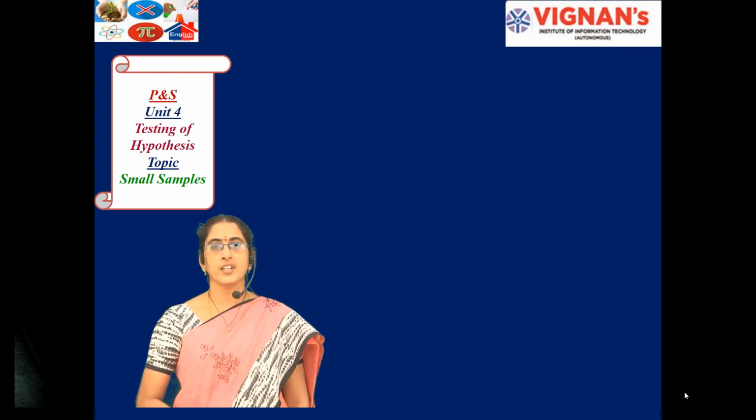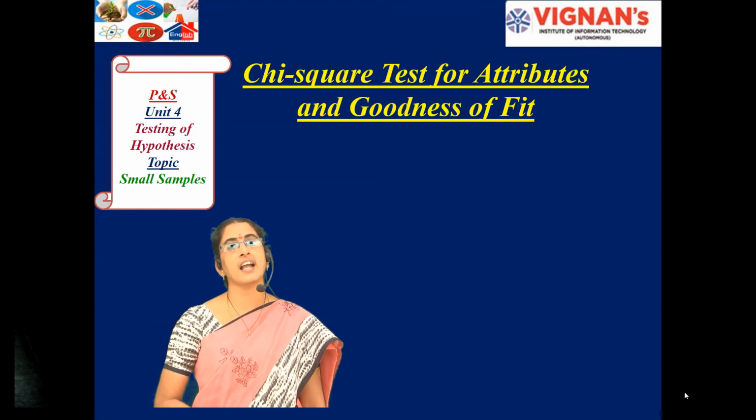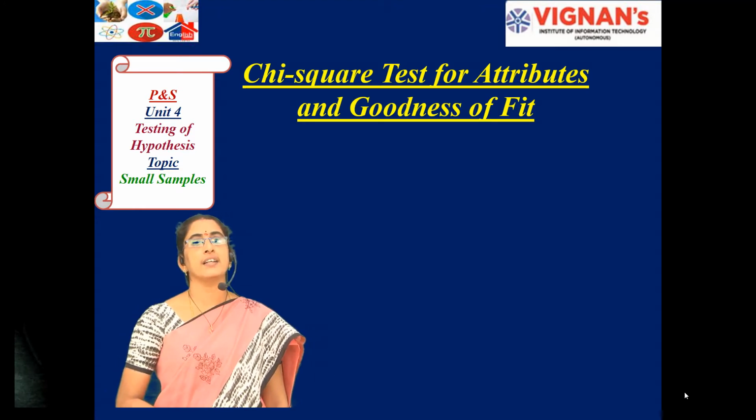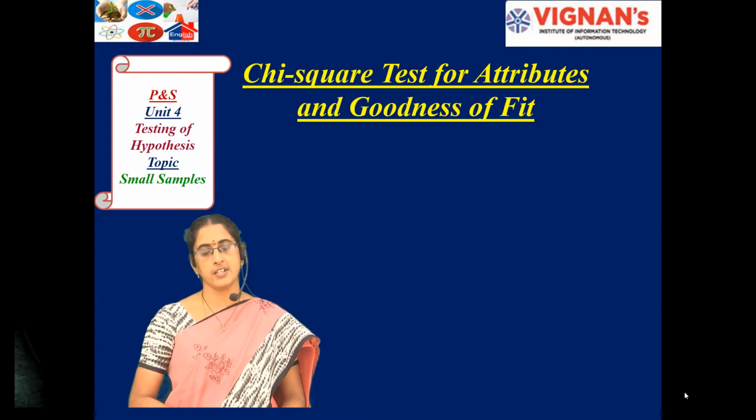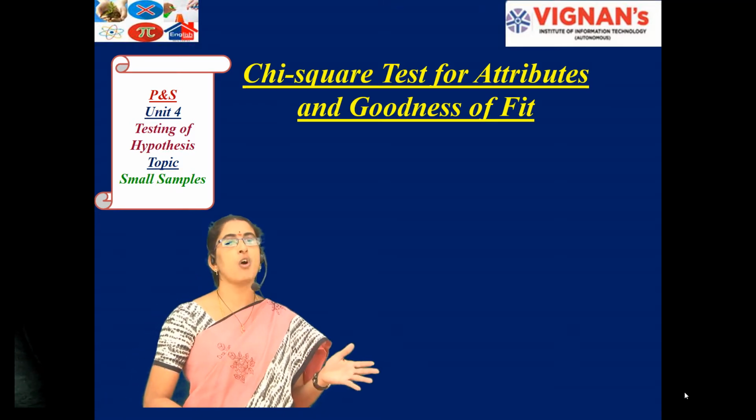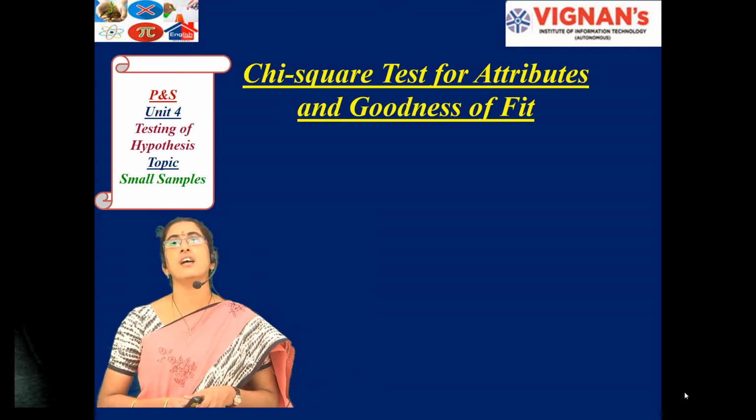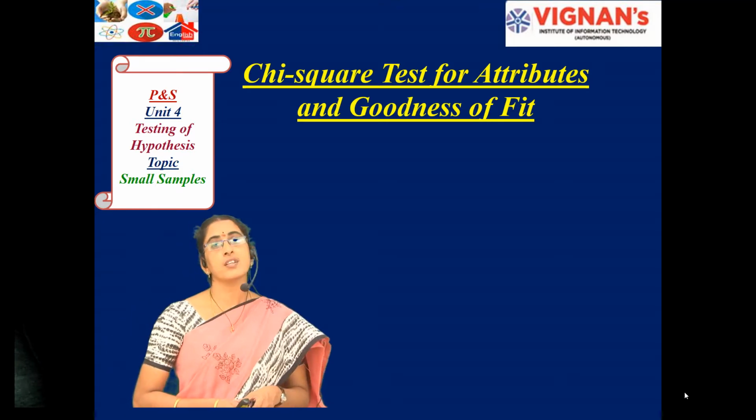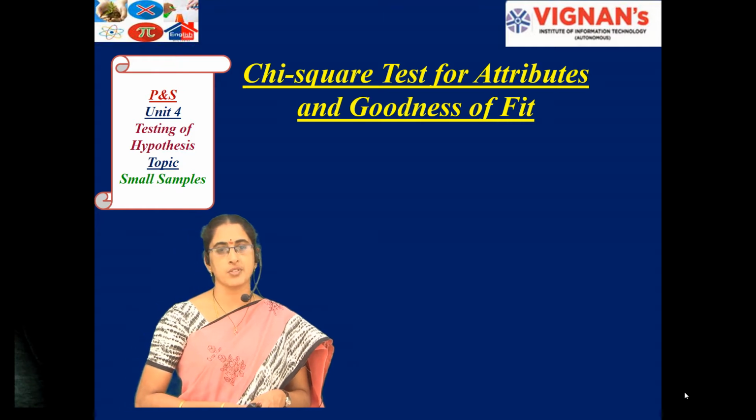Hello students, so we have reached the end topic of the fourth unit, that is chi-square test. Till now we have discussed quantitative data, meaning data which can be measured in physical units. But when the data is not measured in any physical units, that data is known as qualitative data. To test hypotheses regarding qualitative data, we use the chi-square test for attributes and goodness of fit.